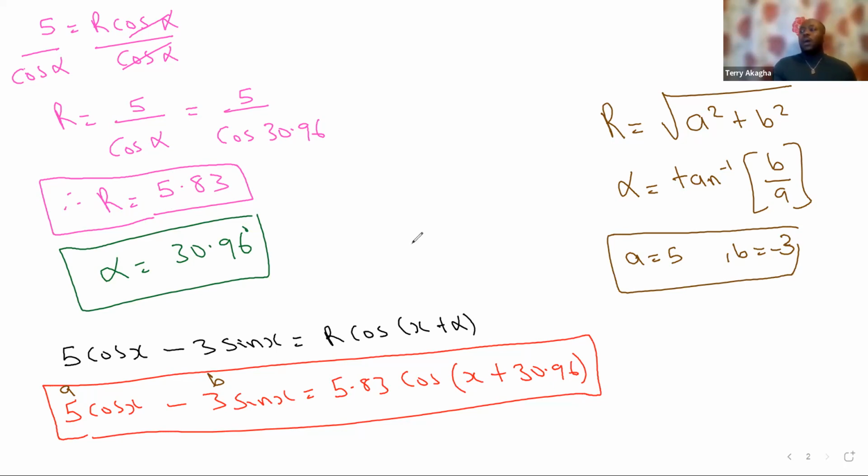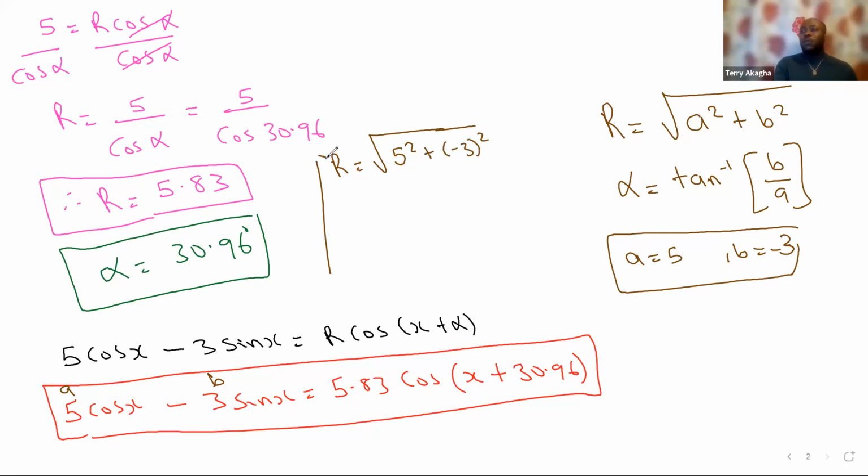Okay? If you use it, you should get exactly the same thing. So you put it in the formula. If you want to try it, you can try it. So R will be equal to the square root of 5 squared plus minus 3 squared.